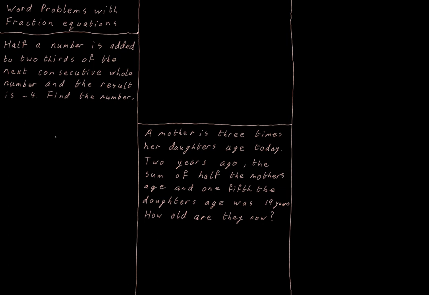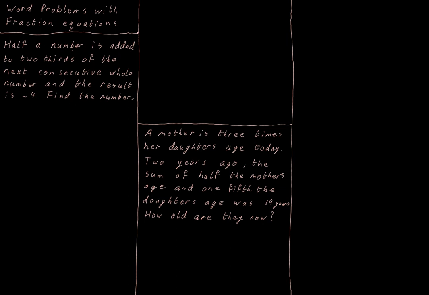So we might have some rough work under here before we actually start the question proper to keep track of what information is being given to us. Because we already know how to solve fractions with equations. Our difficulty here, our challenge here is, can we take this English and identify it and translate it into an equation? So half a number is added to 2/3 of the next consecutive whole number and the result is -4. Find the number.